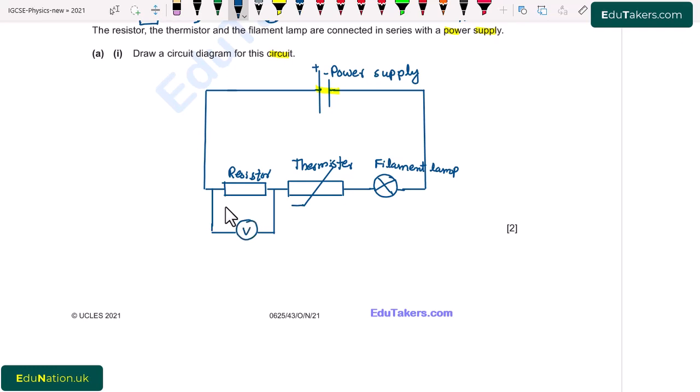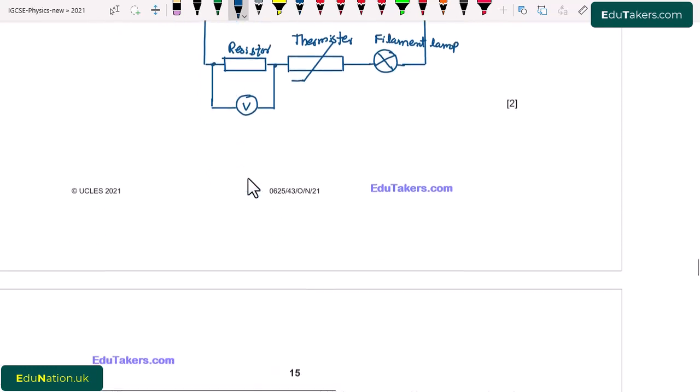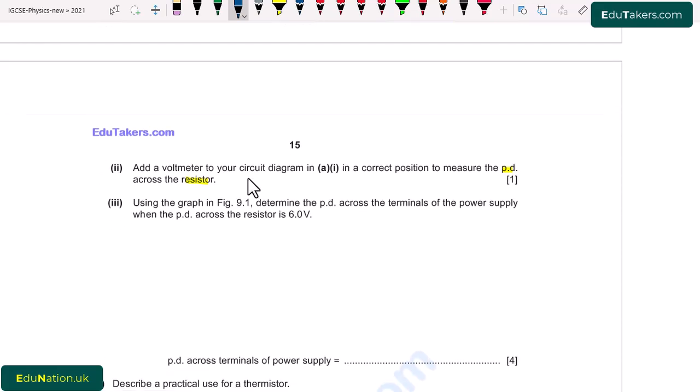It's a voltmeter and it is connected in parallel with the resistor. Part 3. Using the graph in figure 9.1, determine the potential difference across the terminals of power supply when the potential difference across the resistor is 6.0 volt.